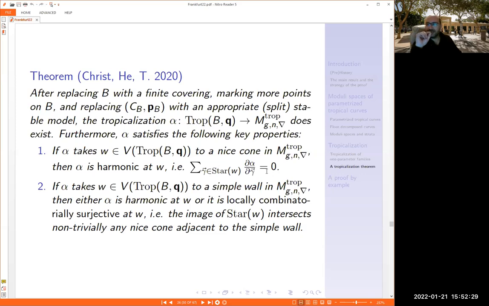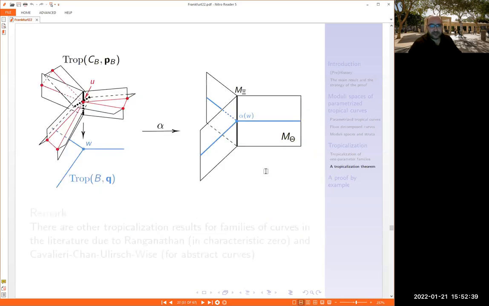So there is at least one ray in the star of W that gets mapped to a given cone attached to the simple wall. Okay. So here is a cartoon. If M chi is a simple wall, we have three nice cones on the right. This is a cartoon of three nice cones attached to the simple wall.